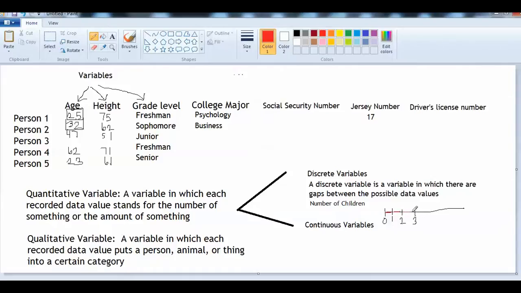So what I'm showing here are gaps in the number line. The red places are gaps where you don't have any data values. And in green, I'm showing where the possible data values are.